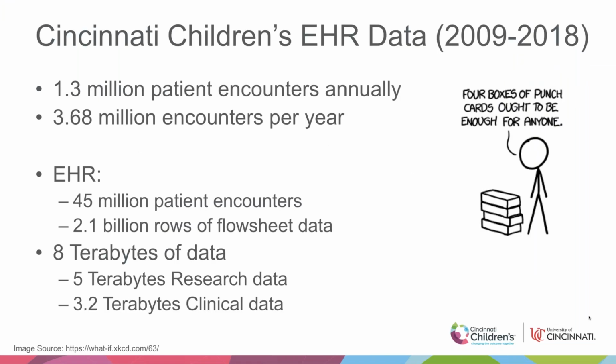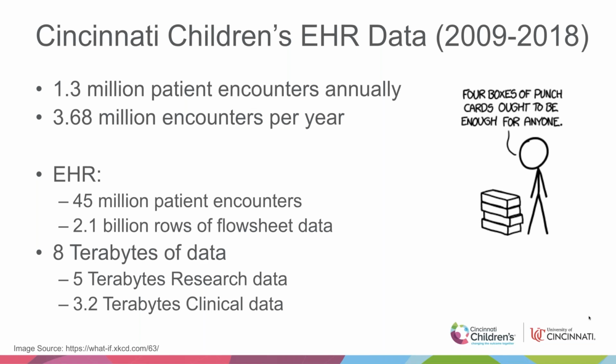So how much data is it really? We are one institution, and we are a pediatric institution. We have, on average, about 1.3 million patient encounters. We have about 3.68 million encounters per year, so the 1.3 million are distinct patients. And in our electronic health record, we have a total of about 45 million patient encounters listed. Of those, we have 2.1 billion rows of flow sheet data. In our EHR, these data are from 2009 to 2018.